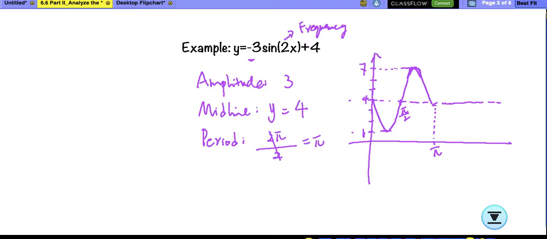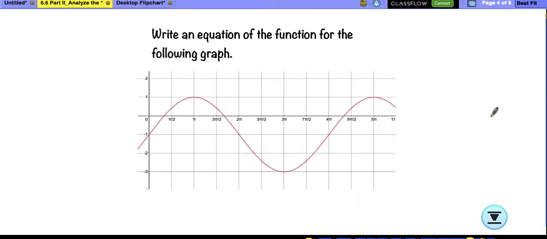Okay, next is a little bit tricky. This time we only have the graph, but we are going to write an equation. The process is actually very similar. We are going to figure out the period, the amplitude, and the midline, and then we just need to plug in the numbers.